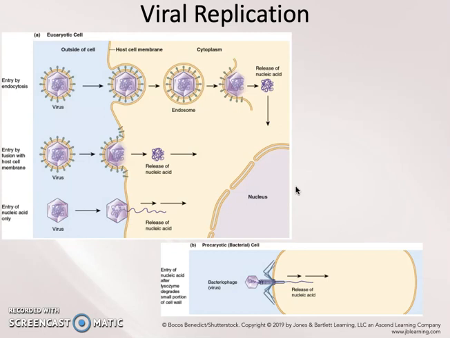So there are 3 types of mechanisms whereby viral particles can penetrate into the cell. The first is endocytosis, where the viral particle essentially tricks the host cell into thinking that it's food. The host cell then engulfs the viral particle, bringing the viral particle inside the cell, eventually breaking down the capsid of the viral particle, releasing the nucleic acid into the cytoplasm.